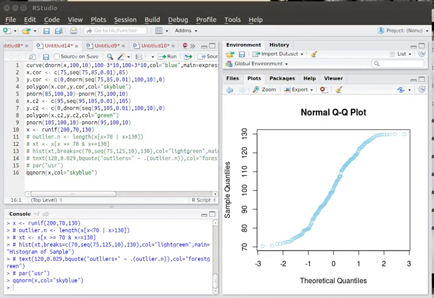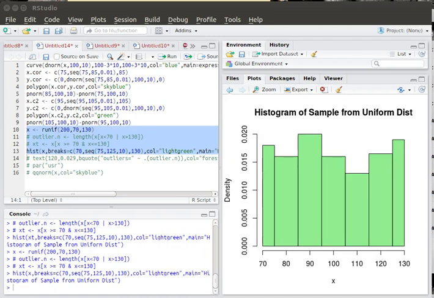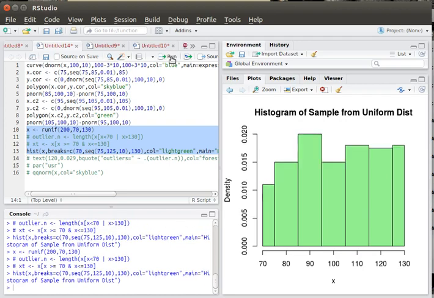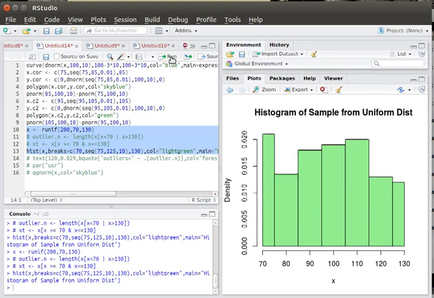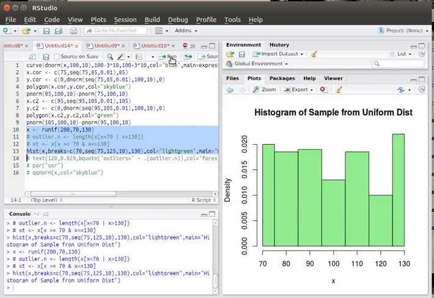So let's re-edit the script and look at things just one more time real quickly. Okay, so here we've adjusted the script. Now we're going to sample 200 elements from a uniform distribution that ranges from 70 to 130, and then we're going to build the histogram for that. And so let's begin to run that. It's not surprising that the sample looks somewhat like a uniform distribution.